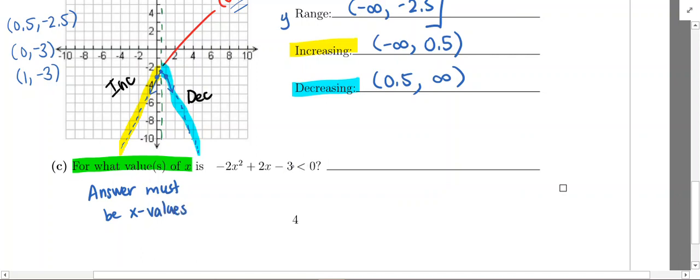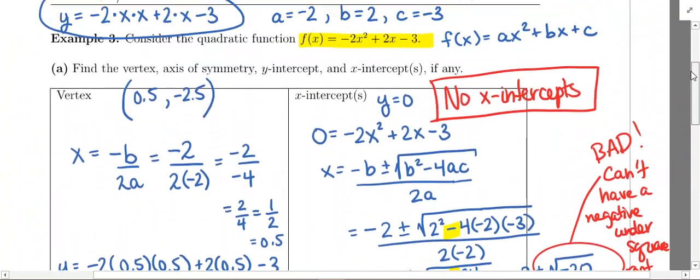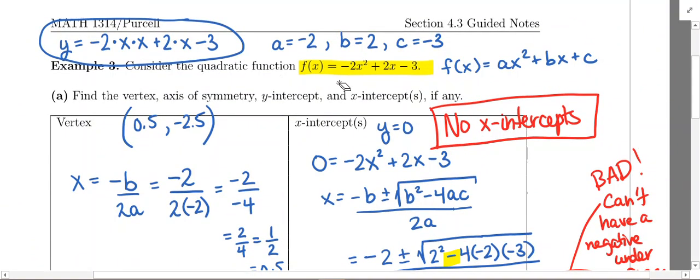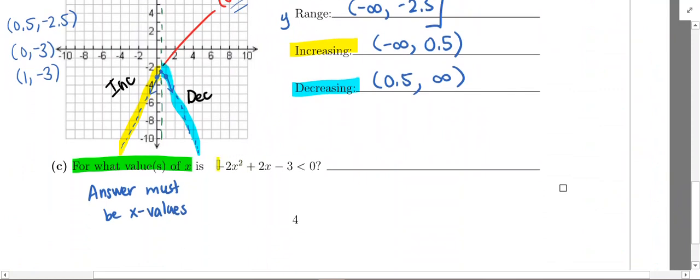Now we're going to try to translate the inequality. It's an inequality because it's got a less than symbol. If we look to the left of the less than symbol, we've got negative 2x squared plus 2x minus 3. That is exactly our function, our f of x. If you look up here, that's what f of x is. So if you go back down here, we know this is f of x, so you can translate this inequality. We're trying to figure out when is f of x less than 0. This is saying when is y less than 0.